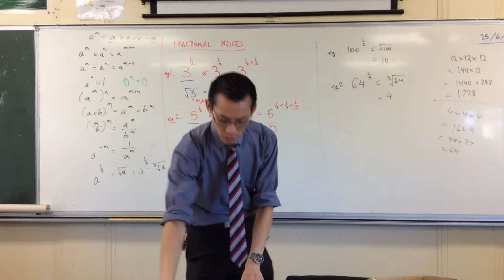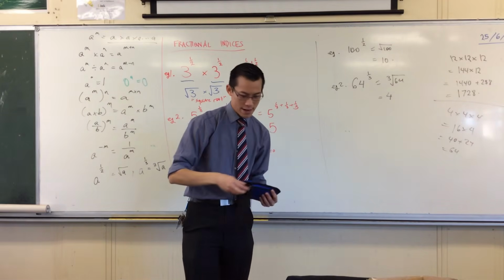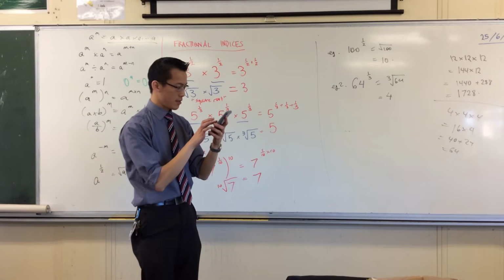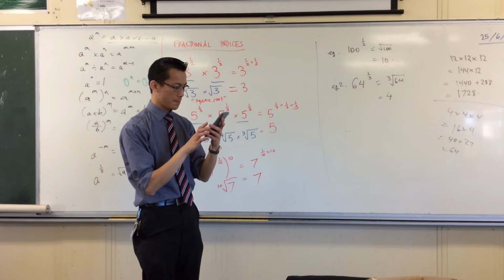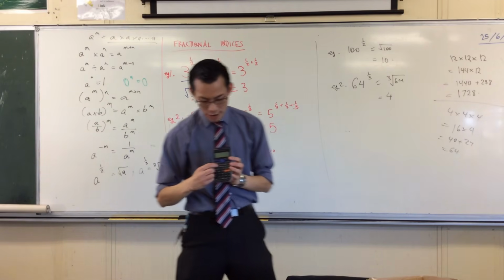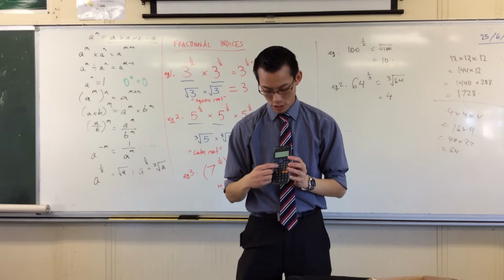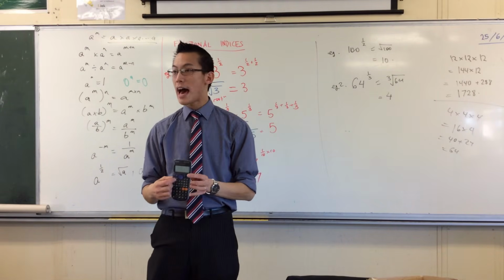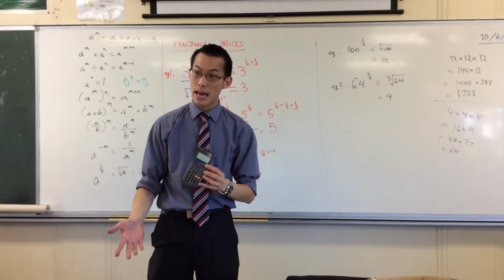Whenever you're unsure, get your calculator out, and you will actually see. You've got your square button, and right next to it is the square root, so they're beside each other. You've got a cube button, and just below that is the cube root button. So you can use that as well.